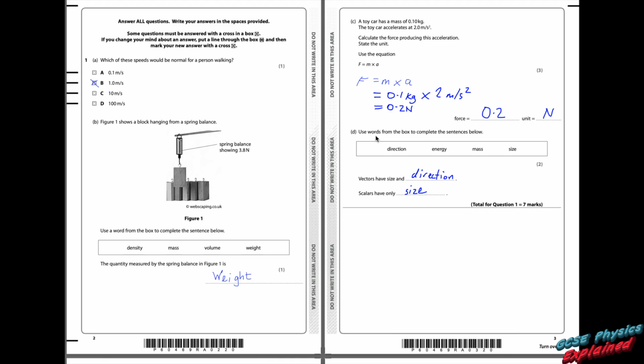Part D. Use words from the box to complete the sentences below. Vectors have size and direction, and scalars have only size. If they ask you for some examples of vectors, you could say a force or displacement. An example of a scalar could be speed or mass.